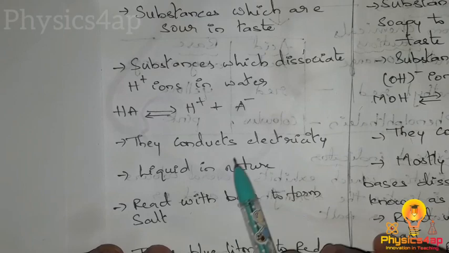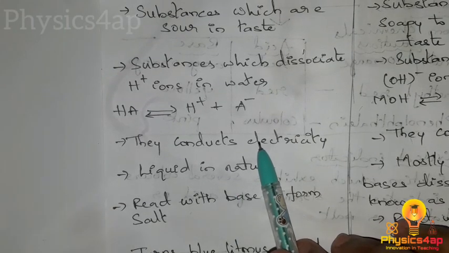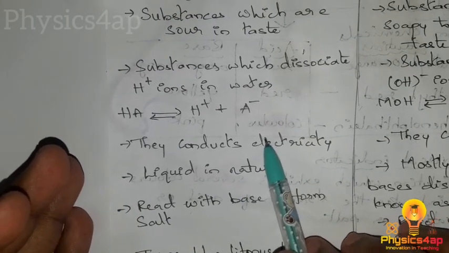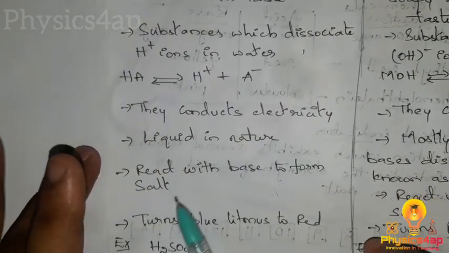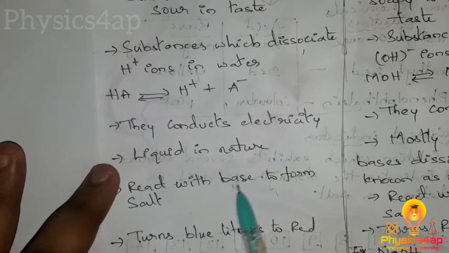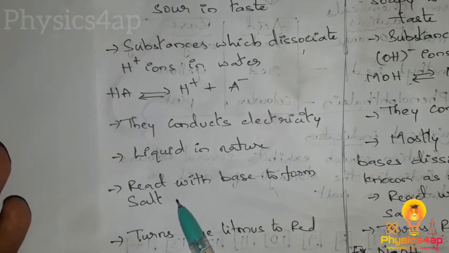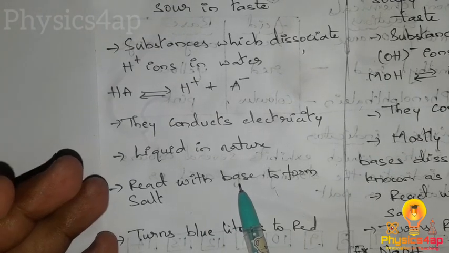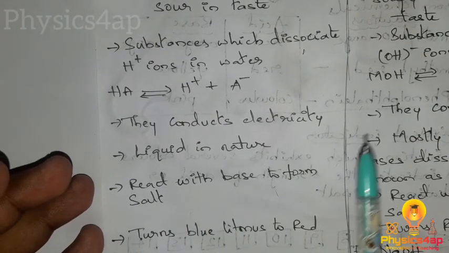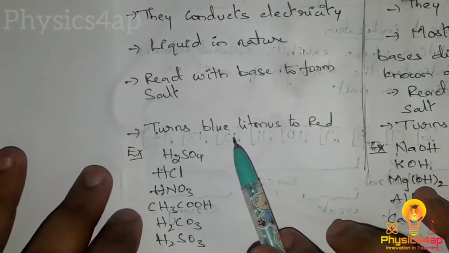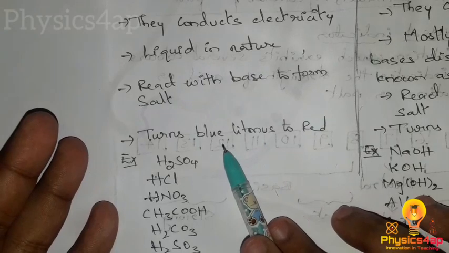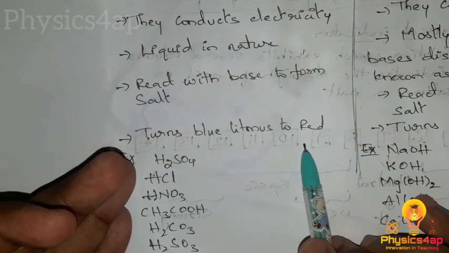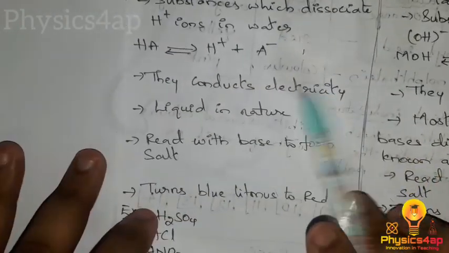And acids conduct electricity, and they are mostly in liquid form, that is, in aqueous solution. Acids react with bases to form salt, which we call the neutralization reaction. And they turn blue litmus into red. It is an indicator which turns the litmus solution from blue to red. That means if it turns red, then it is said to be an acid.